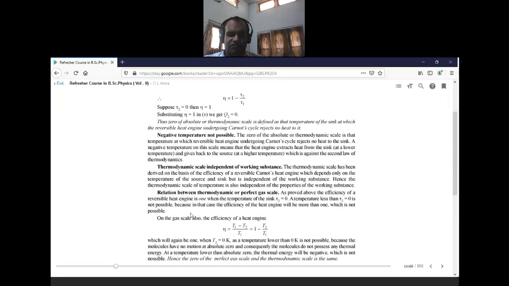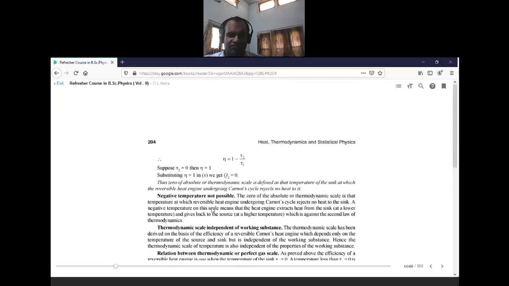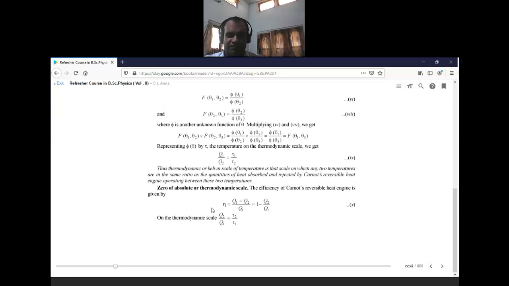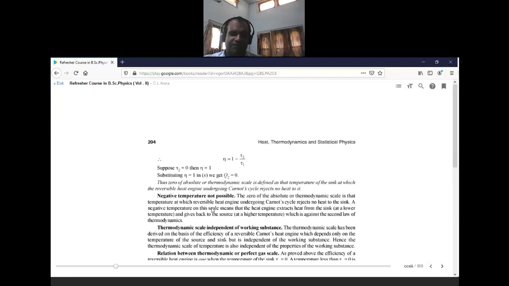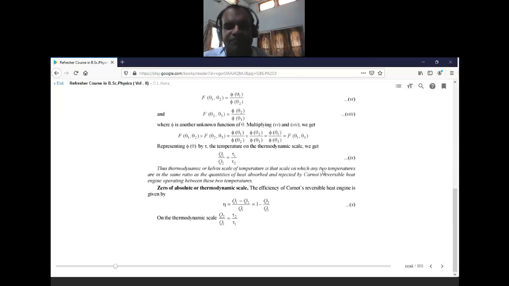Okay, these are the things we will learn from here on. Why do we not get negative temperature? Why is temperature never negative? Negative means in the absolute scale. We can have negative degrees Celsius, but in the absolute scale, temperature is never negative. So let us first go through this and then we go to the other part.